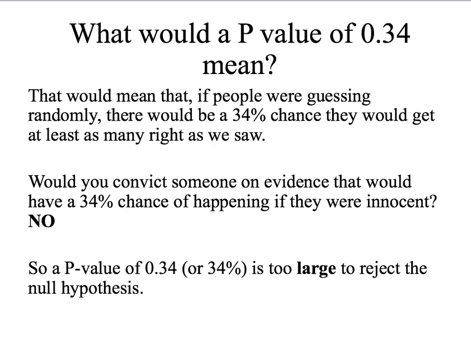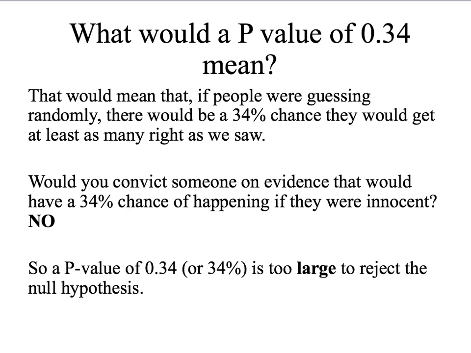And let's imagine that we've done a study and we've gone out and we've collected some data, and I'm not telling you what the N is or the P hat is, just that we've done a whole hypothesis test and come up with a P-value of 0.34. What does that mean? It would mean that if people were guessing randomly, there would be a 34% chance they would get at least as many right as we saw in our study.